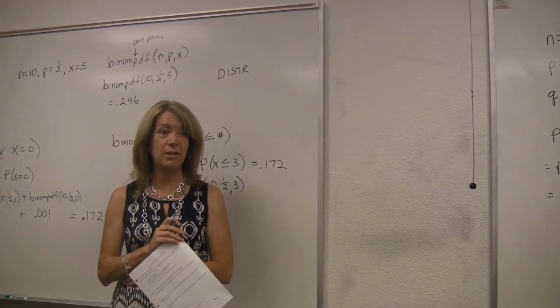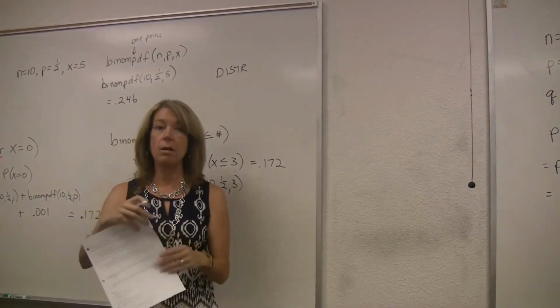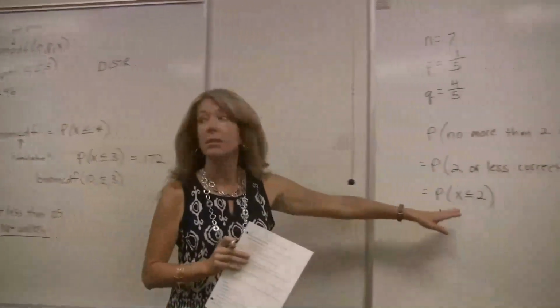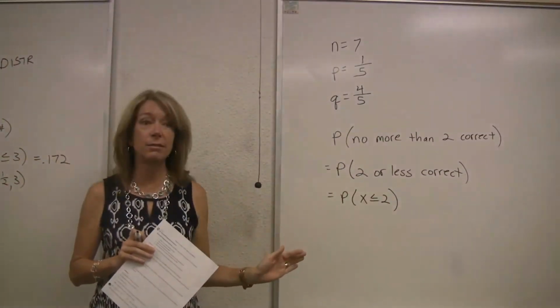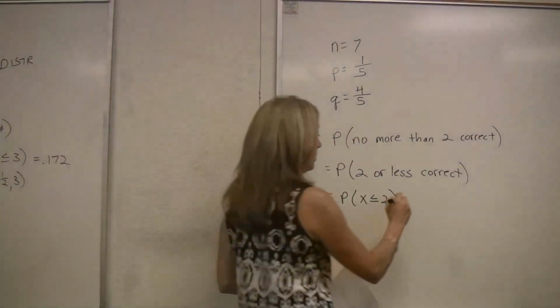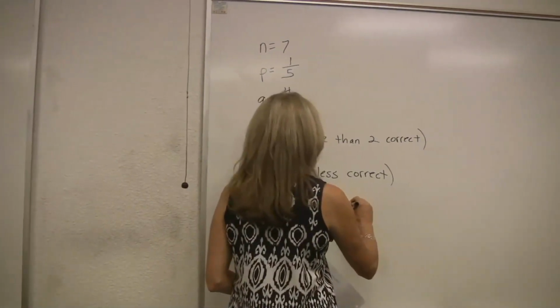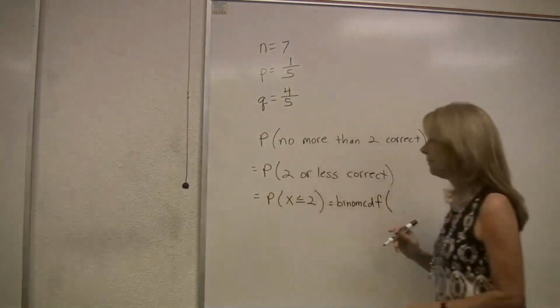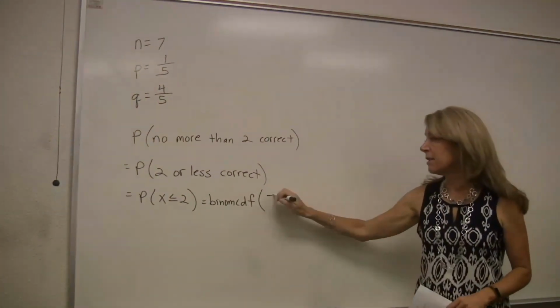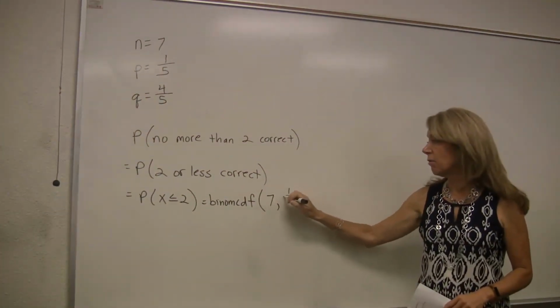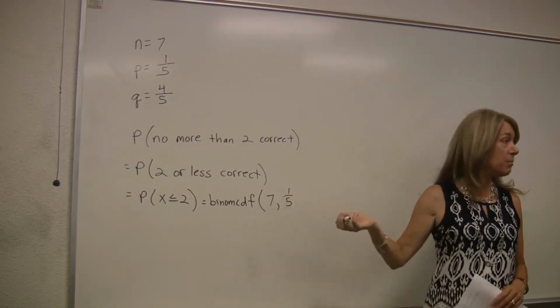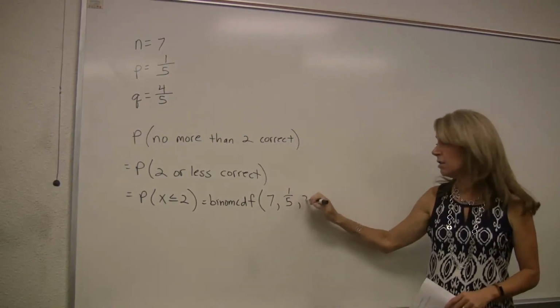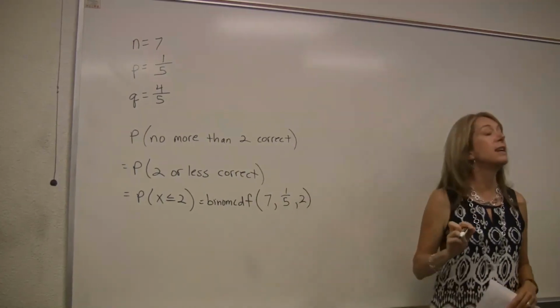So what am I going to do to answer that question? Binomial CDF, because I need everything from 2 down. Now what goes into my CDF? The 7, because that's my N. The 1/5, because that's my P. And then 2. And then the 1, 0. I'm sorry, say that again.